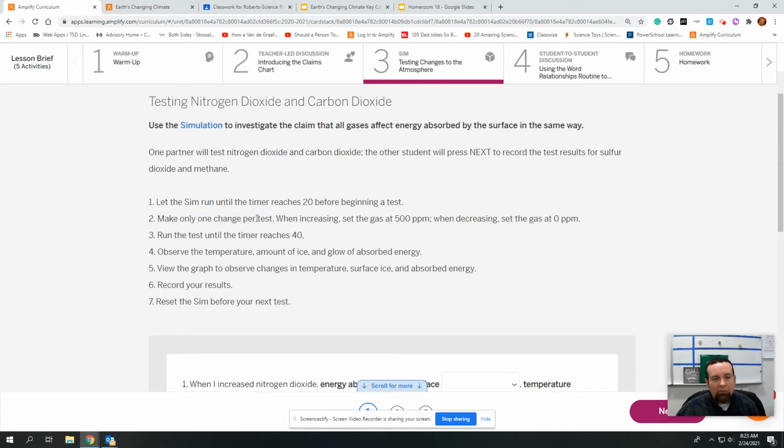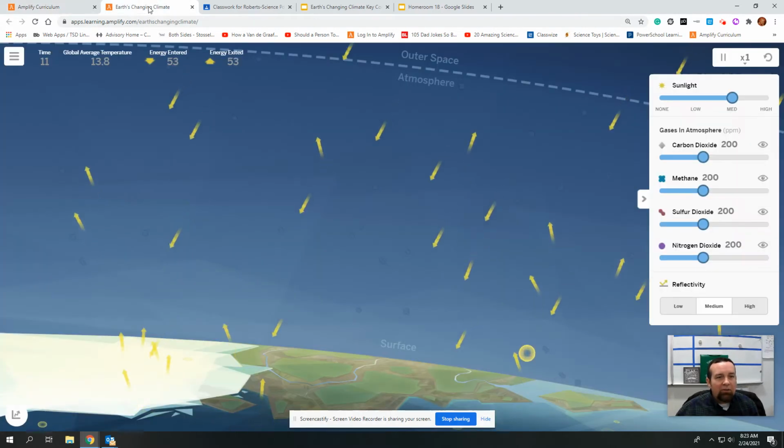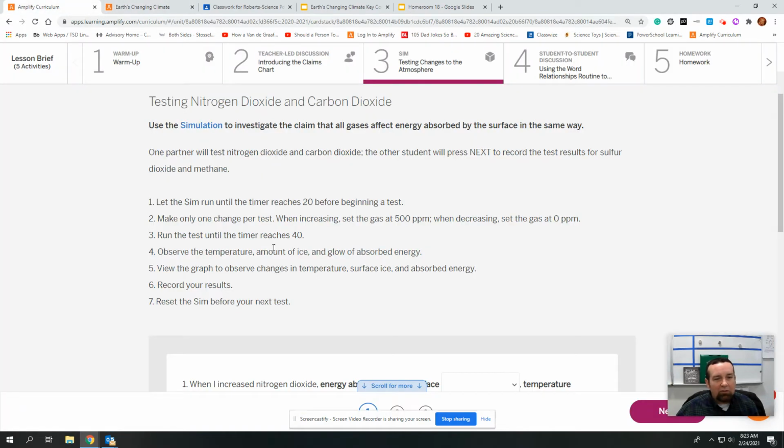And then it says make only one change per test. When increasing, set the gas at 500 parts per million. When decreasing, set it to 0. Run the test until it reaches 40. Observe the temperature, amount of ice, and the glow of absorbed energy.